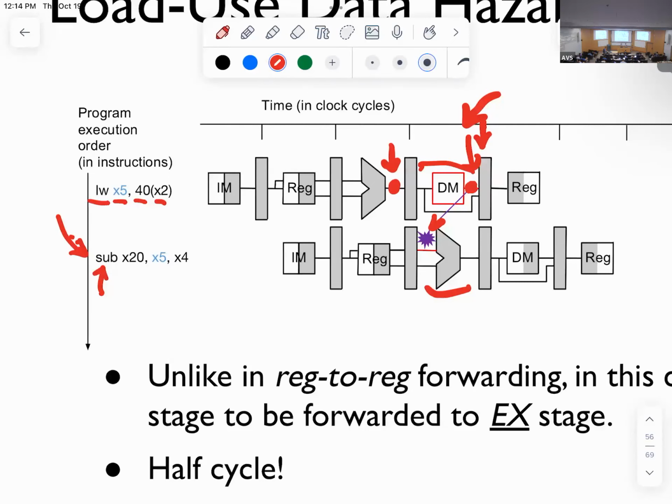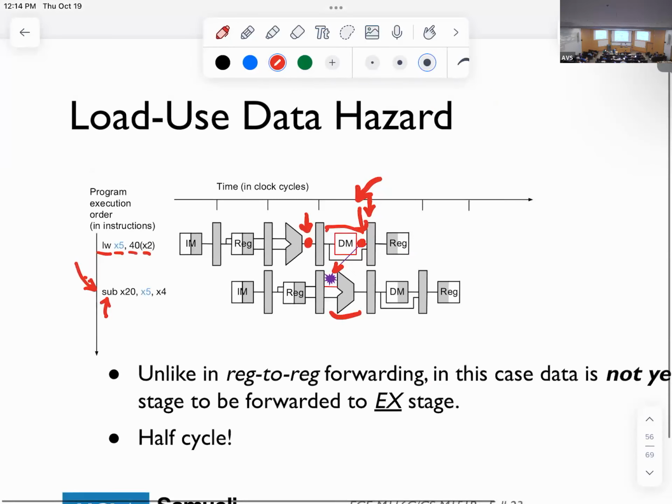Okay, so we are kind of going back to this problem of I need to stall. The good thing about this is that I not only need to stall for one cycle, because if this thing goes into the next stage, then I can forward from here back into here and I'm good, right? So I only need to stall for one cycle instead of two, because in the next cycle I can use forward.